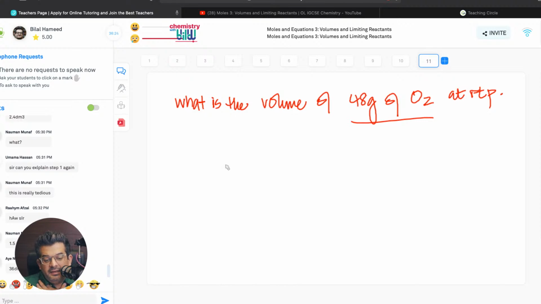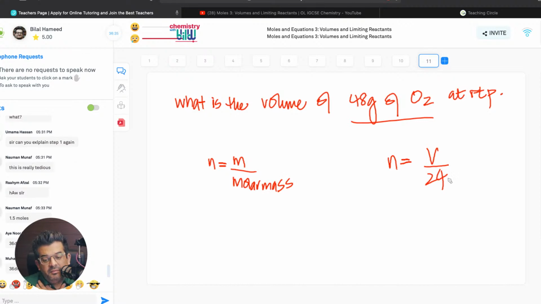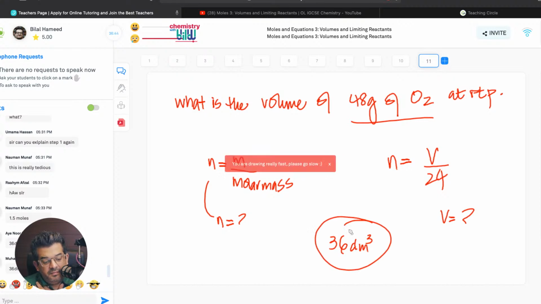So again, the thing that connects mass and moles is this formula. Number of moles is mass over molar mass, and number of moles is volume over 24 dm cube. इससे पहले आप मोल्स निकालोगे और फिर आप वॉल्यूम निकालोगे. It says 36 dm cube है. Three of you have gotten it right.